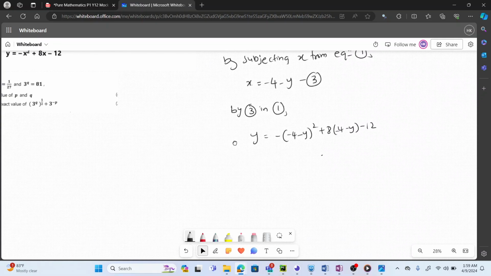So if you expand this a bit, you're getting 16 plus 8y plus y squared minus 32 minus 8y minus 12. Then if I simplify this a bit more, you'll be getting minus 16y and 32, 12, 16.